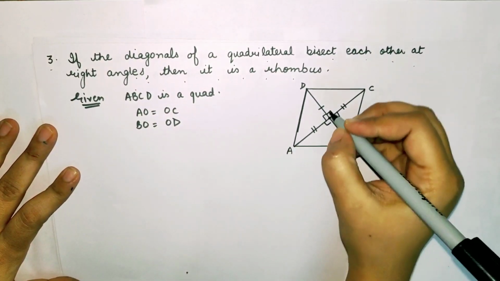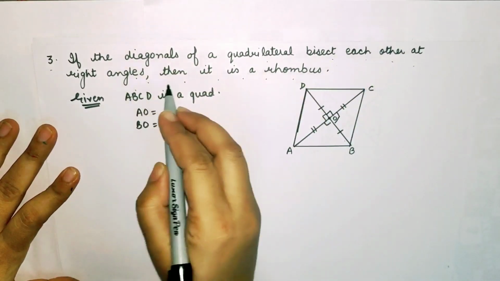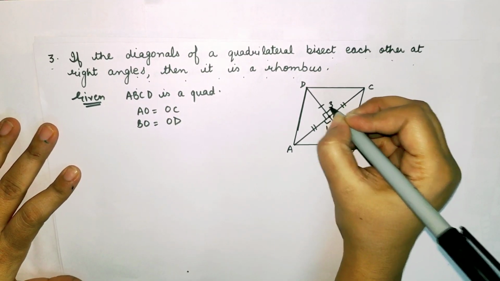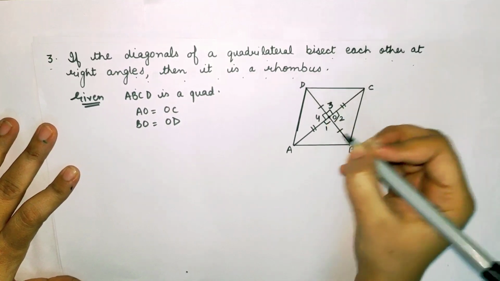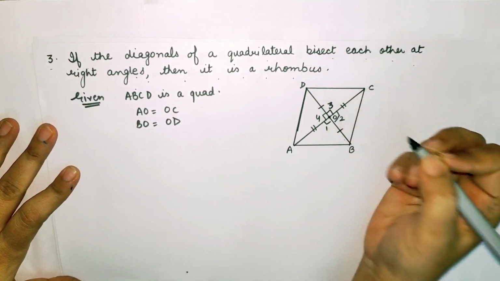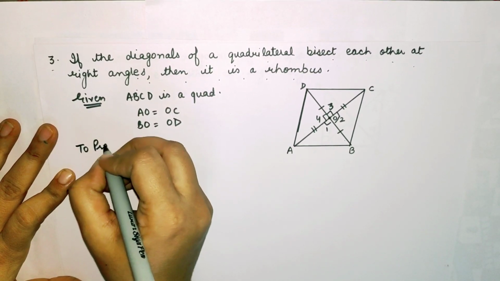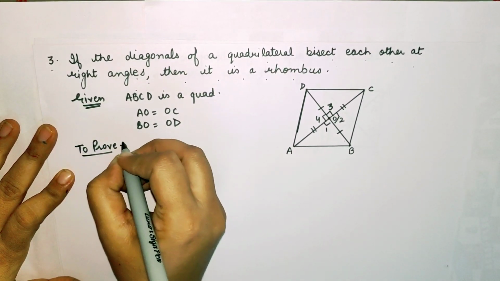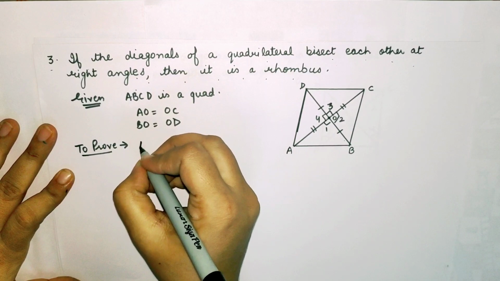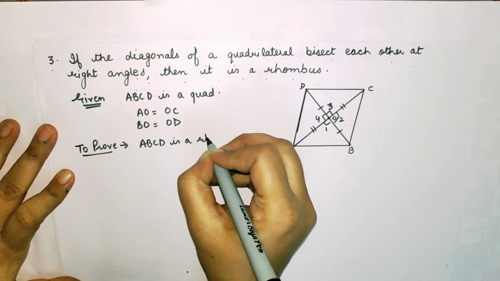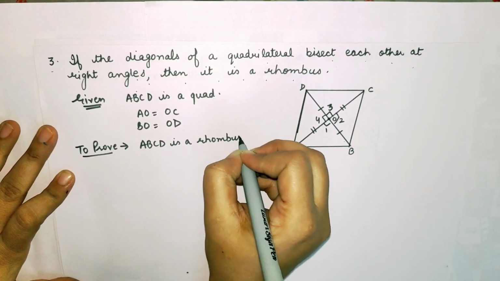And the third one is, third condition, bisect each other at right angle. What does it mean? These angles, we take them as angle 1, 2, 3, 4. All these angles are of 90 degrees. It is given. Now we have to prove. What we have to prove? ABCD is a rhombus. We have to prove this one.